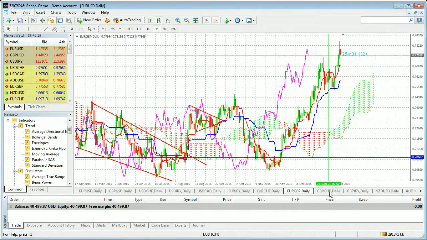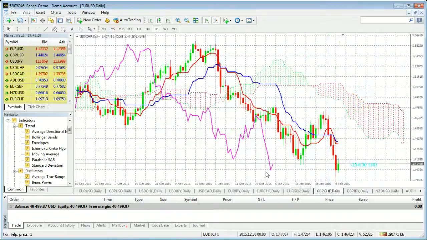Okay. Next one, pound franc. Let's hear it. What are you guys saying? Bullish, bearish signals, yes or no? If there is, what type of signal? Bearish. Both you guys are right. Well done. Anything else you can spot?